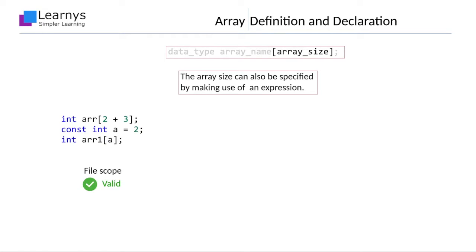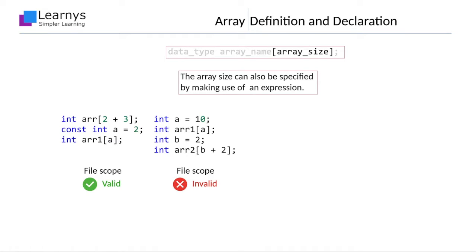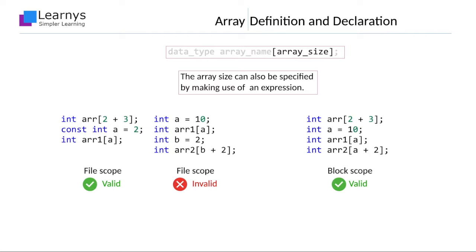For example, these are valid array declaration statements at the file scope, whereas these array declaration statements will not work in the file scope. Since block scope tolerates all types of expression, any expression can be used to specify the size of the array. For example, these statements are valid array declaration statements. Please refer to an earlier video on expressions to understand them better.